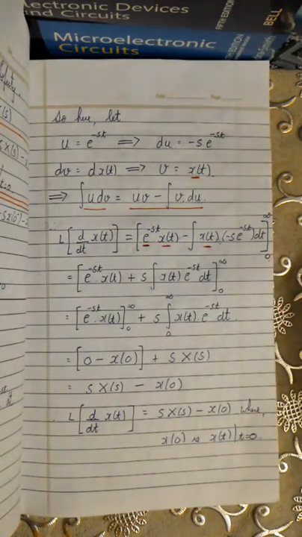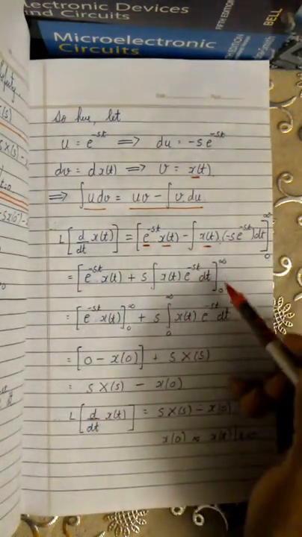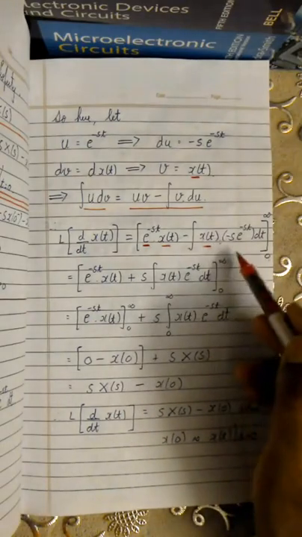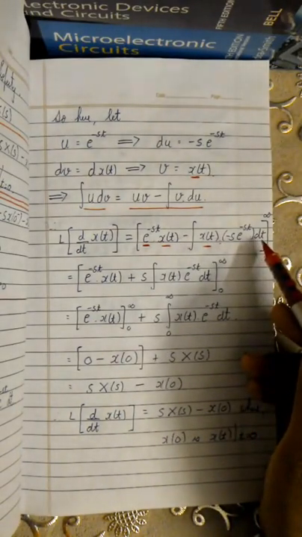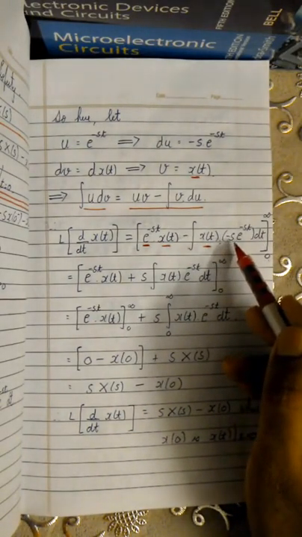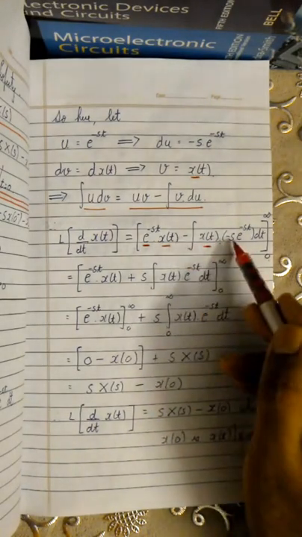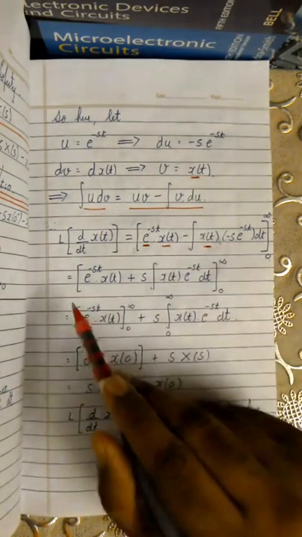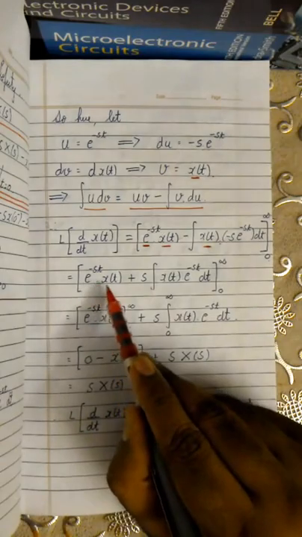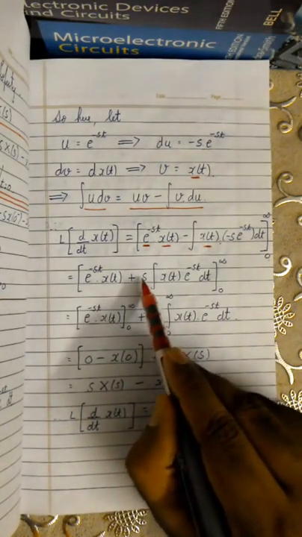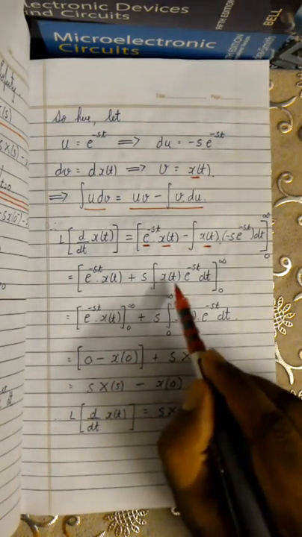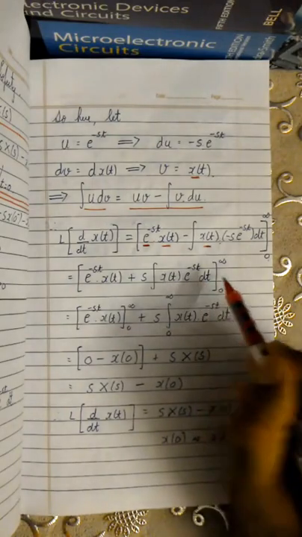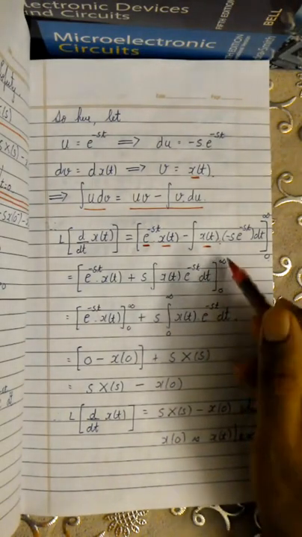So now this is an integration with respect to dt, time. So this minus s is a constant, right? So minus of minus becomes plus, and I can put this s outside. So it will become e raised to minus st x of t plus s into integral x of t e raised to minus st dt, from 0 to infinity.